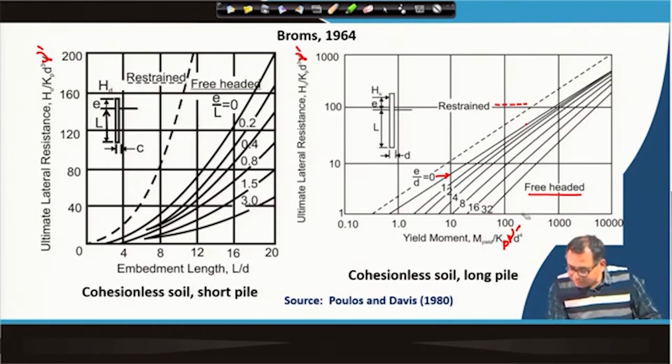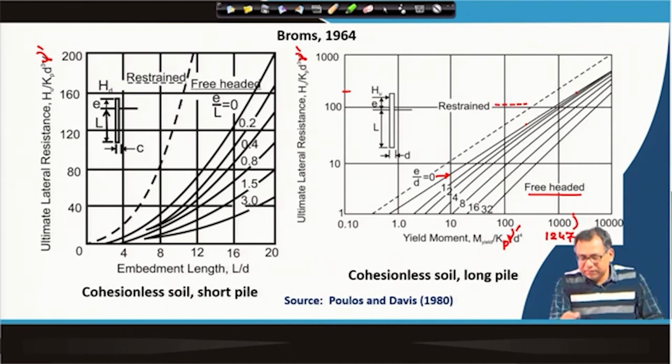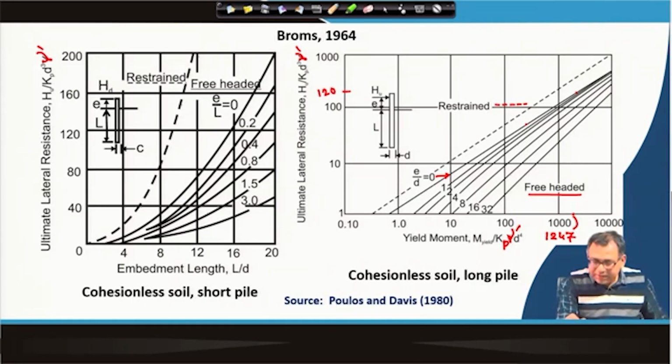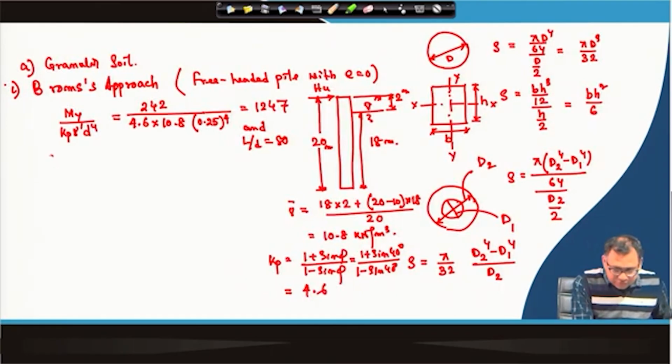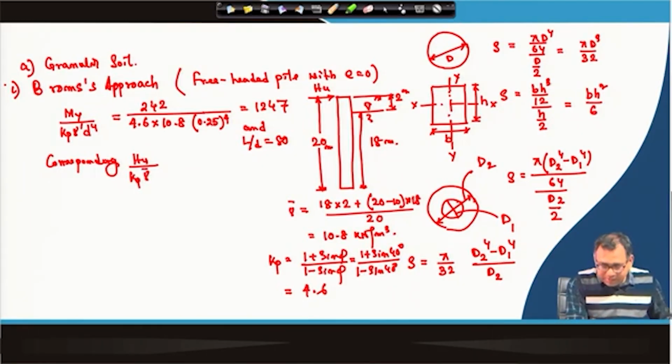So, 1247, remember that this is in log scale. Okay. So, 1247 will be somewhere here, and the corresponding value is here, which is roughly 120. So, the value that we are getting, Hu by Kp d cube gamma dash, is 120 from the chart. So, that means corresponding Hu by Kp gamma dash, here I am using gamma bar, d cube is equal to 120, because that is the value.